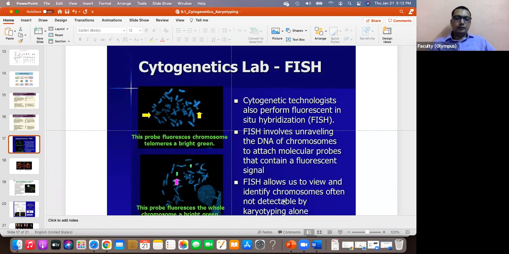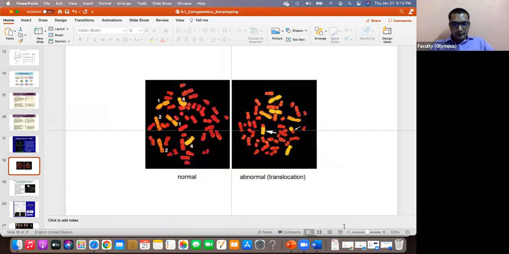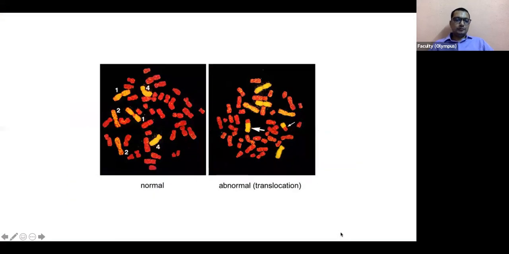Thereby, we can actually view and identify chromosomes that otherwise with karyotyping are not visible. So you can target those specific regions which are not properly stained in the karyotyping process. So with the cytogenetic method of FISH, we can identify and highlight those specific regions. In this particular image, you can clearly see how useful FISH is.